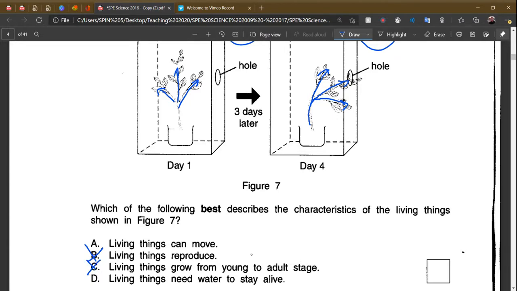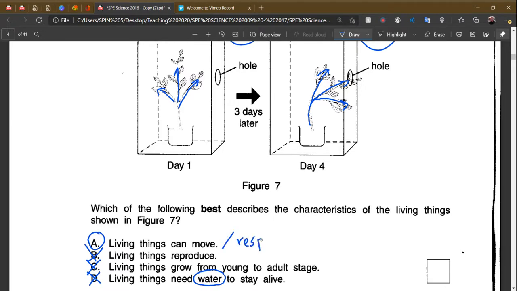If we want to see from young to adult stage, it will be from seedlings or from seeds, then to bigger plants. Then living things need water to stay alive. So in here, it's not really about water. Water is not being shown here anywhere in the diagram, so D is also out. And you can see last one, the plants is actually moving towards the hole. Therefore, it's A.